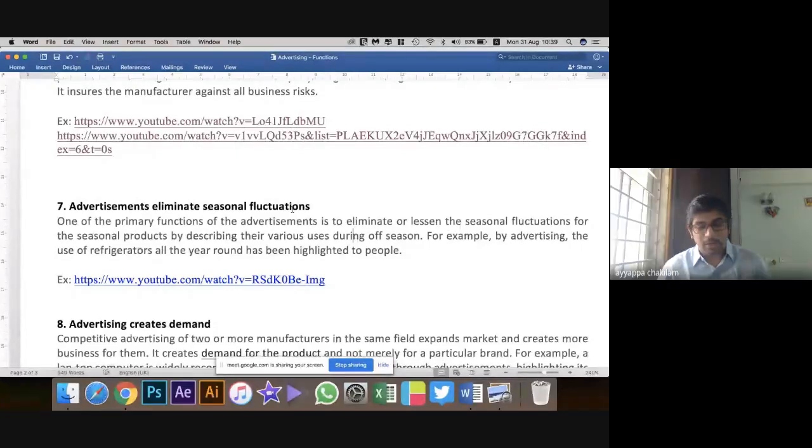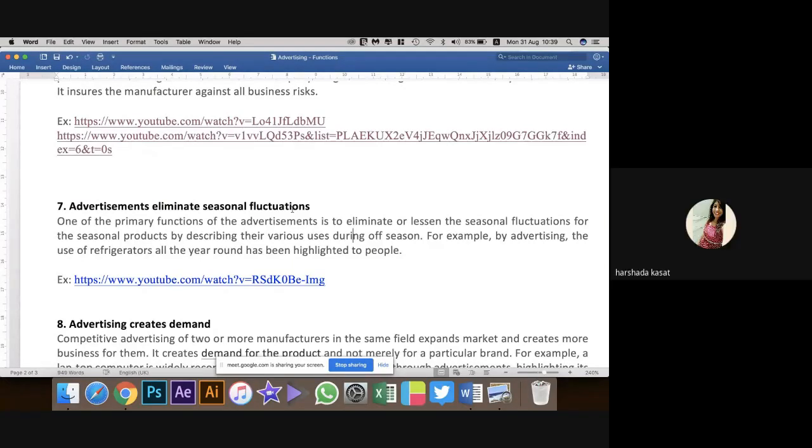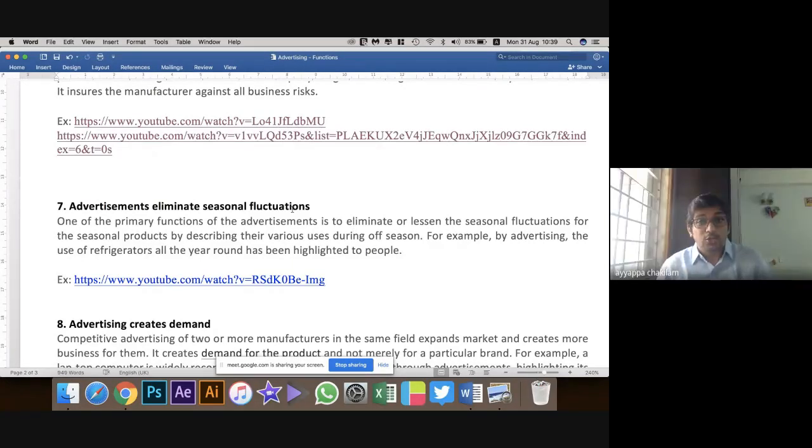When do you normally have cool drinks? Most of the time, summer. These products have really good sales during the summer, but coming to winter, how do you remove that fluctuation?